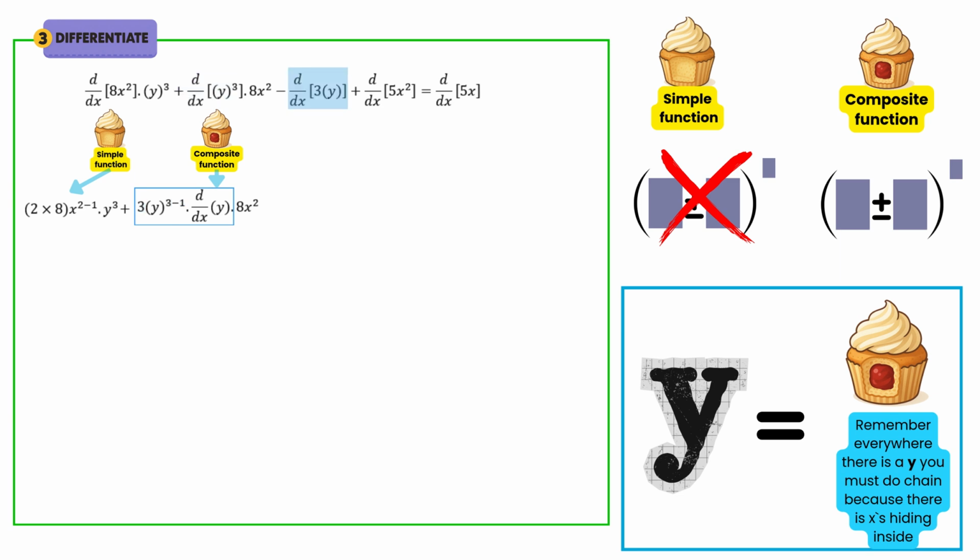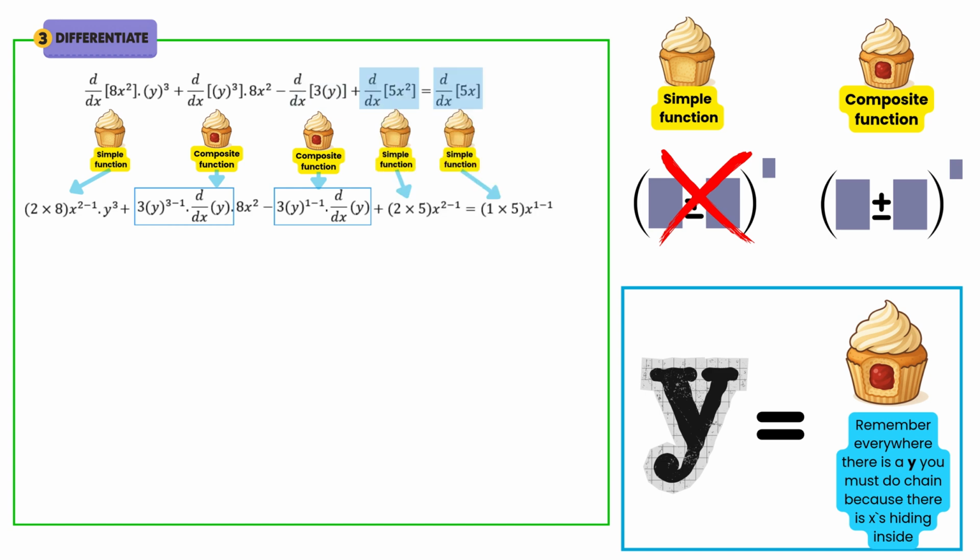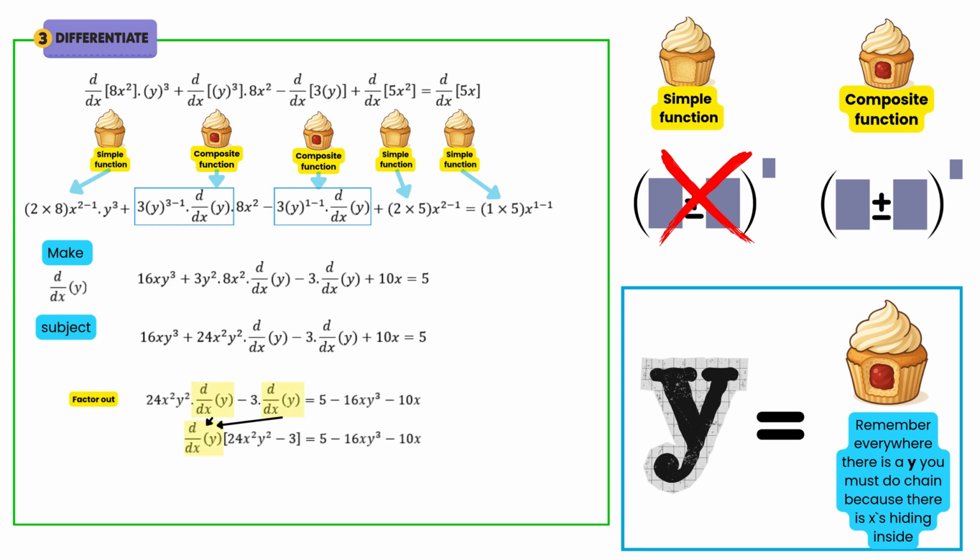The next term also has a y, so we repeat the same chain rule process. The last two terms are again simple functions, so we handle them with the circle trick of ordinary differentiation. After differentiating everything that needs it, you'll notice we now have dy over dx terms in the result. The final step of implicit differentiation is to make dy over dx stand alone. We do that by factoring it out wherever it appears, then isolating it. And that's it. We've differentiated implicitly. Well done.